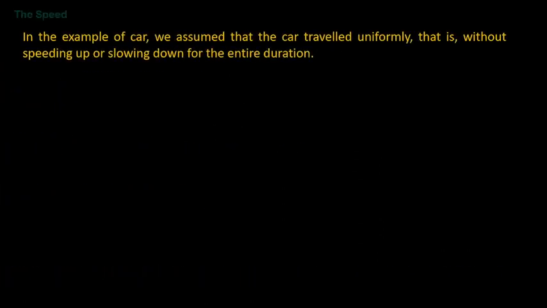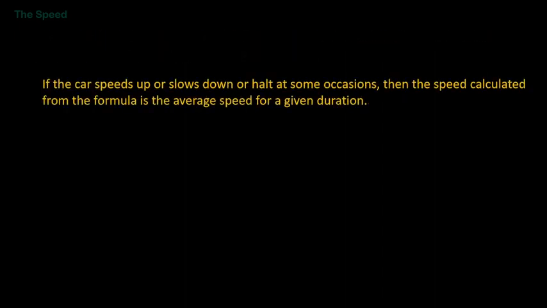In the example of the car, we assume that the car traveled uniformly, that is, without speeding up or slowing down for the entire duration. If the car speeds up or slows down or halts at some occasions, then the speed calculated from the formula is the average speed for a given duration.